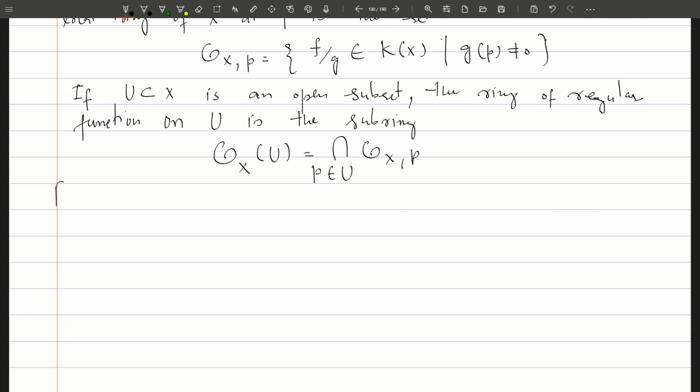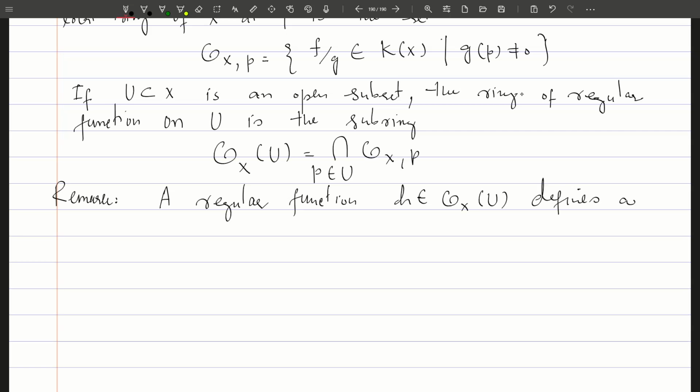So let us make a remark here. Let us take a function h in O_X(U), so h is regular on U. This defines a function h from the open set U to the underlying field K, which takes a point P in U to the element h evaluated at P.